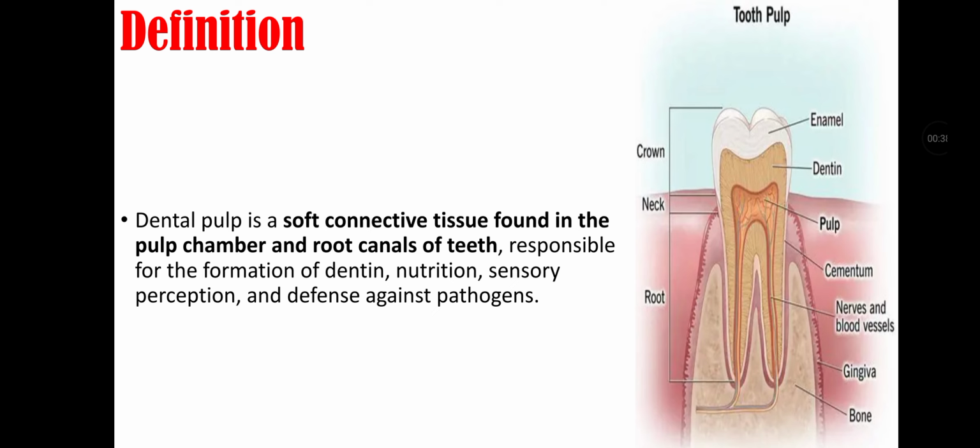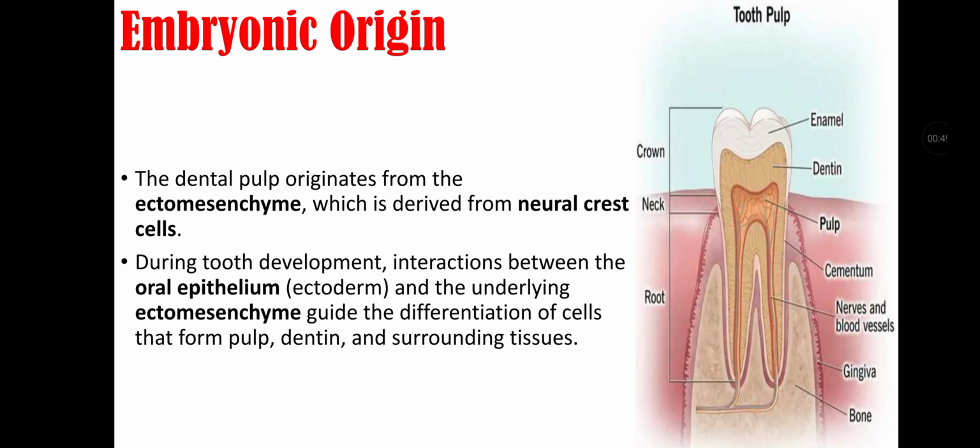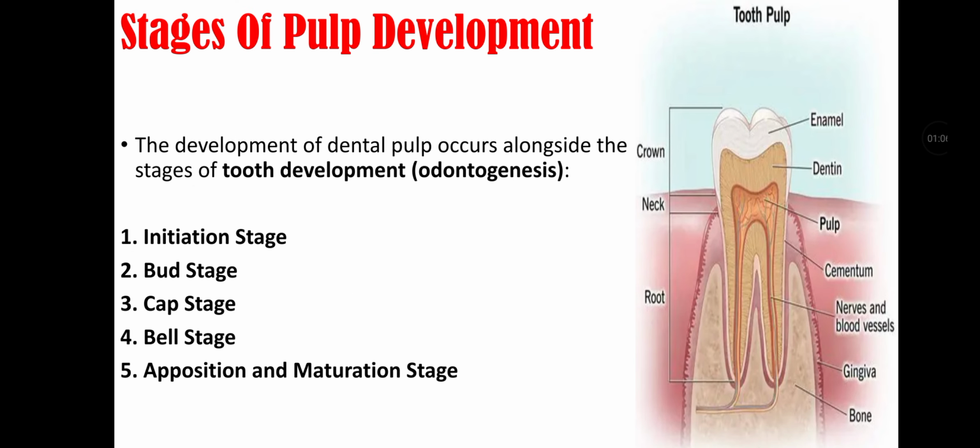Definition: dental pulp is soft connective tissue found in the pulp chamber and root canals of teeth, responsible for the formation of dentine, nutrition, sensory perception, and defense against pathogens. Embryonic origin of dental pulp. Dental pulp originates from ectomesenchyme, which is derived from neural crest cells. During tooth development, interaction between oral epithelium, that is ectoderm, and underlying ectomesenchyme guides the differentiation of cells that form the pulp, dentine, and surrounding tissues.